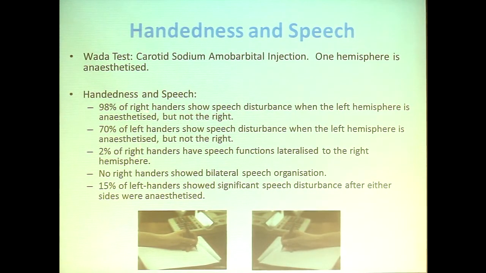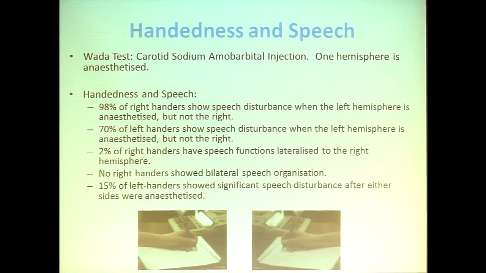98% of right-handers show speech disturbance when the left hemisphere is anesthetized, but not the right. Okay, so that one we can explain. You're a right-handed person, so if you anesthetize the left hemisphere, you're anesthetizing the speech area, so you're going to struggle to speak. But 70% of left-handers show speech disturbance when the left hemisphere is anesthetized, but not the right. So 70% of left-handers also have their speech in the left hemisphere. 2% of right-handers have speech functions lateralized to the right hemisphere. So 2% of normal right-handers actually have their speech in the right hemisphere.